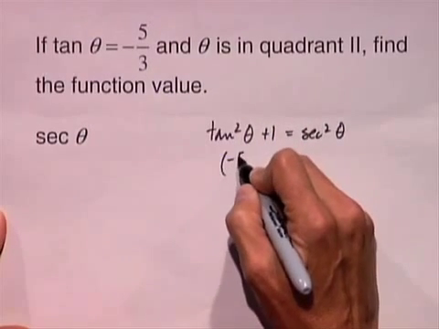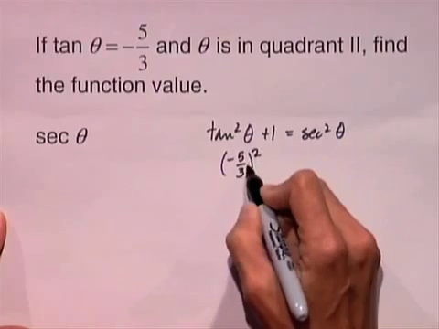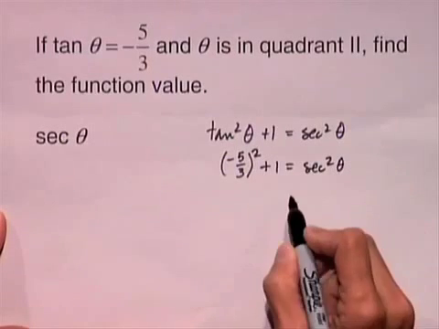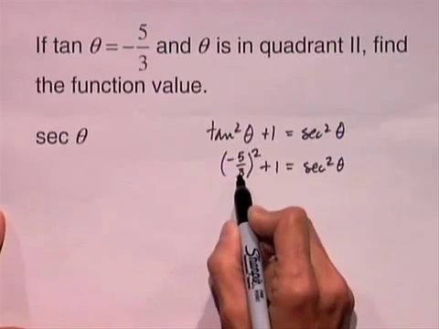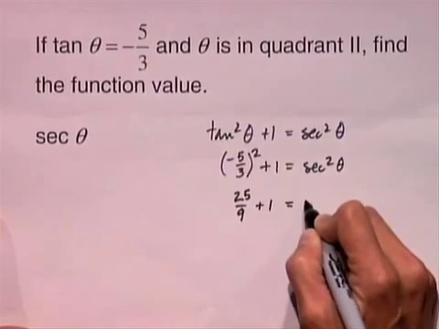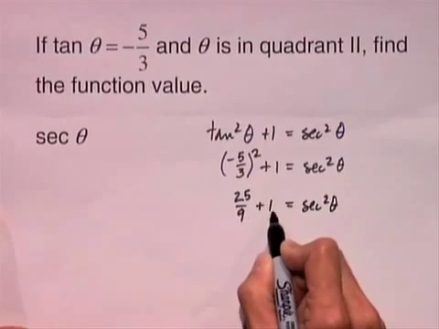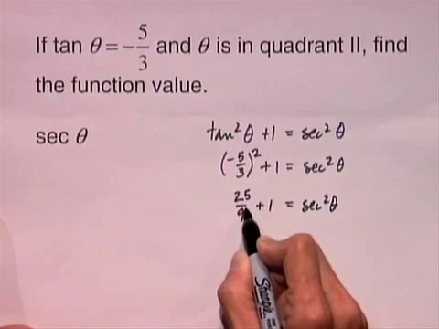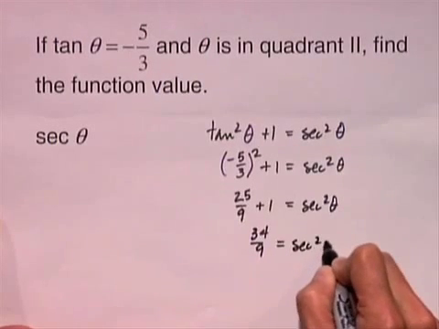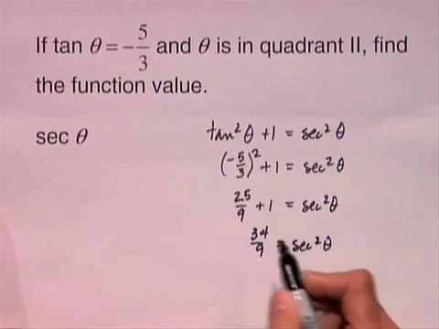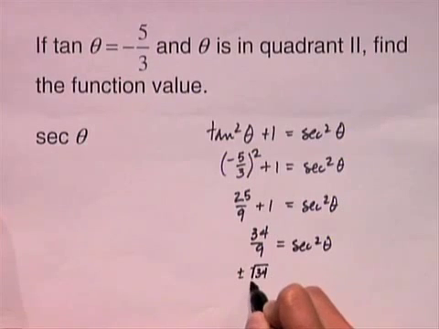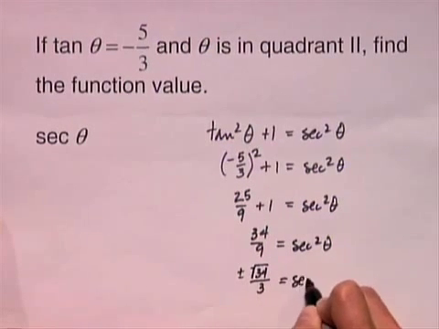We're going to put negative 5/3 and square it for tangent squared, and add 1, and we'll get secant squared of theta. And we're looking for secant of theta. Squaring negative 5/3, we get 25/9 plus 1 is secant squared. 1 is the same as 9/9. 9/9 plus 25/9 is 34/9. And if I take the square root of both sides, I get plus or minus the square root of 34 over the square root of 9, which is 3, is secant theta.